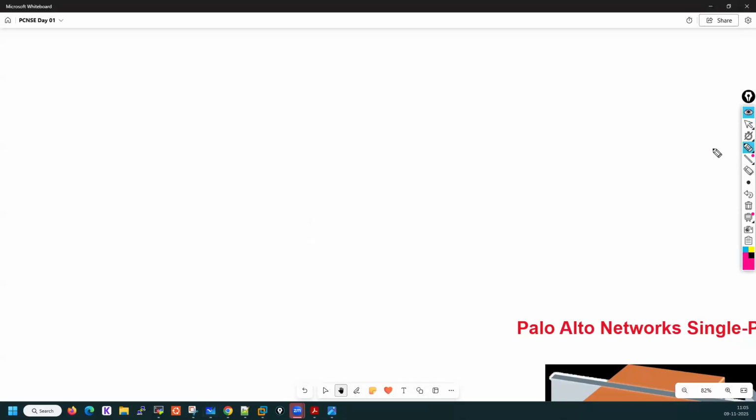Okay, now what is this single pass software? So you know guys, this single pass software is applied at the content engine. Otherwise everything is serial, but the single pass software stuff is applied in your content engine.